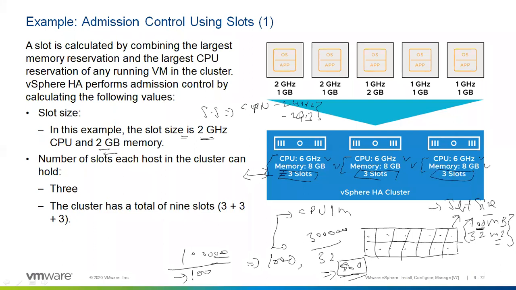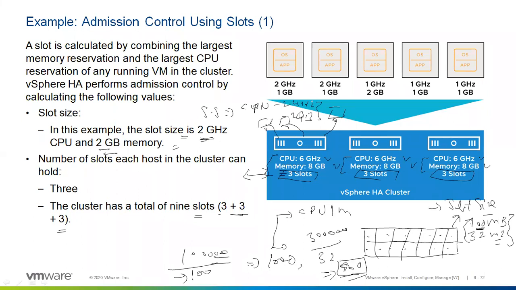So the simple example is that on each host with this size of machines, I can run 3 VMs. But if the size is smaller, I can run more than that. So now the cluster has a total of 9 slots.